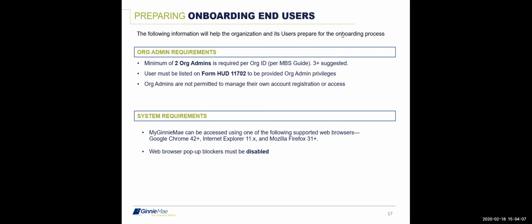If you do not get that email and you believe you are an organization administrator and you have verified on the Ginnie Mae website on the modernization page that your organization is in Wave 2, please reach out on Friday to the Ginnie Mae customer support team so that they can assist you.